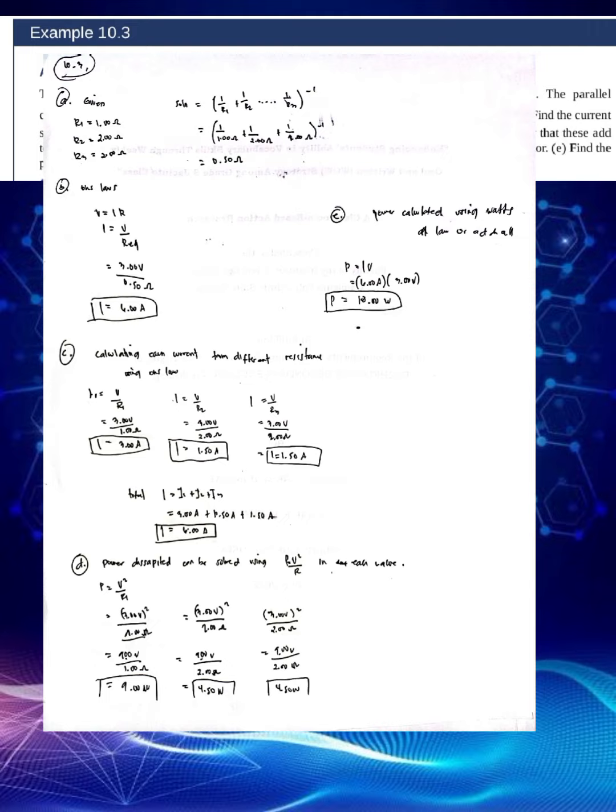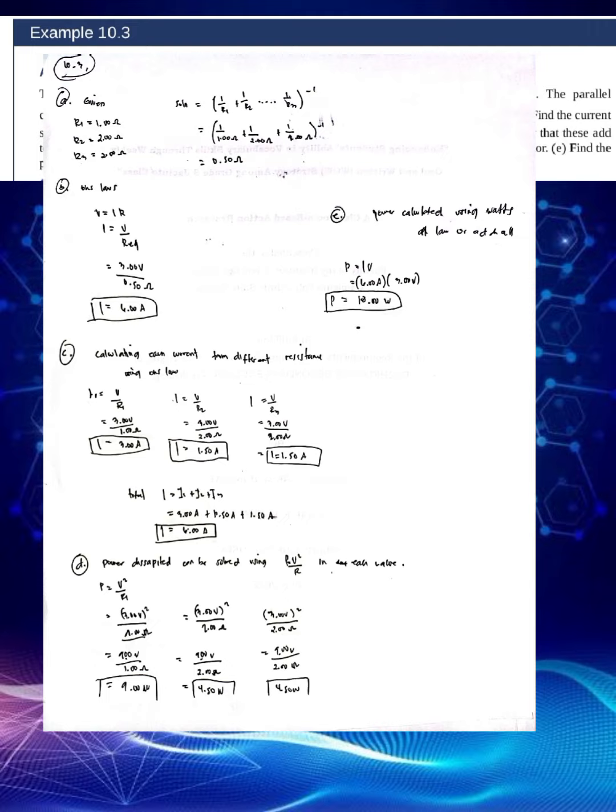So substitute the value. So resistance 1 is 1 ohms, resistance 2 is 2 ohms, and the last resistance is 2 ohms. So 1 divide 1 ohms plus 1 divide 2 ohms and 1 divide 2 ohms also, raised to the power of -1. So we come up with the answer of 0.50 ohms. And for the B, find the current supplied by the source to the power circuit.